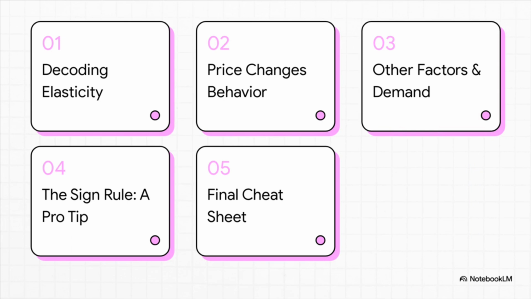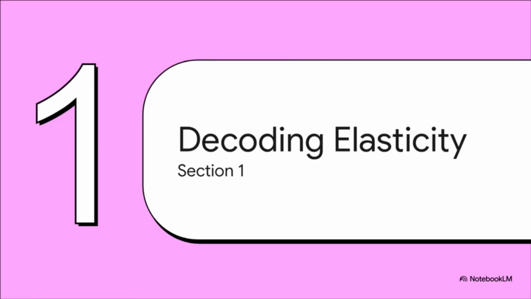So here's the game plan. First, we're going to decode what elasticity even means. Then we'll dive into how price changes affect what buyers and sellers do. After that, we'll look at how other stuff, like how much money you make, can shift demand. And stick around, because I've got a pro tip about when to pay attention to positive and negative signs. This one trips a lot of people up. Finally, we'll wrap it all up with the ultimate cheat sheet so you can walk into that exam feeling confident. Okay, let's get right to it.